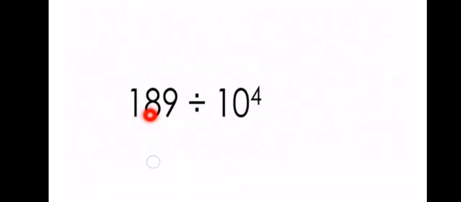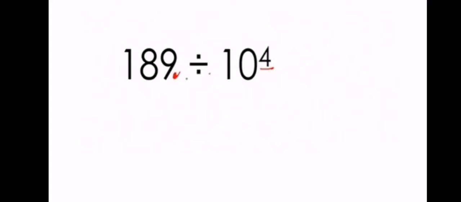Another one. I have 189 and I want to divide by 10 to the 4th power. How can we divide? You told me, teacher, that you will move the decimal to the left according to the number of zeros. Okay, here I have 4 zeros, but where is the decimal that I should move? Also, we said before that any whole number has a decimal on the right. It's hidden. We're not writing it, but if I need it, I can write it. So I can add a decimal here, then start to move.